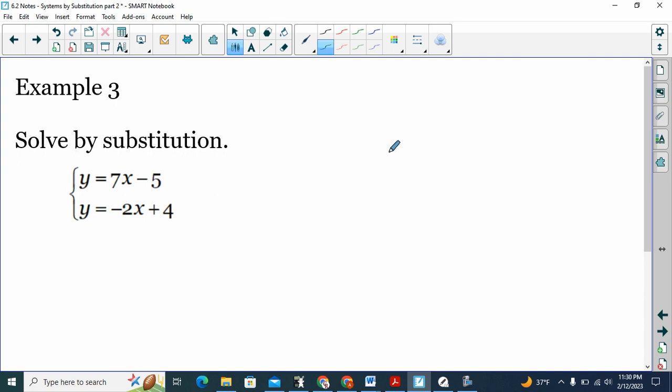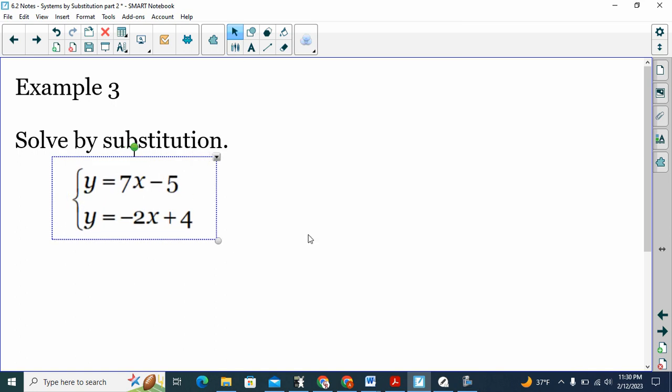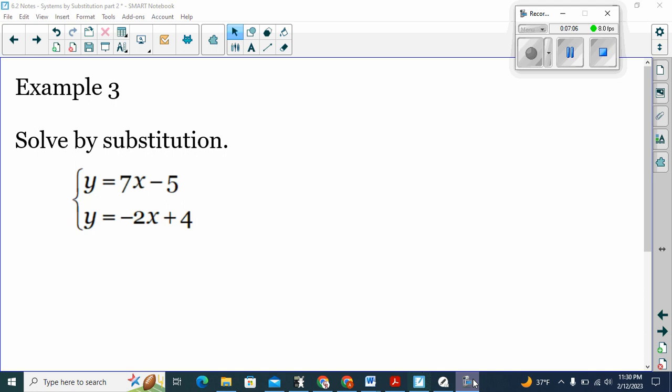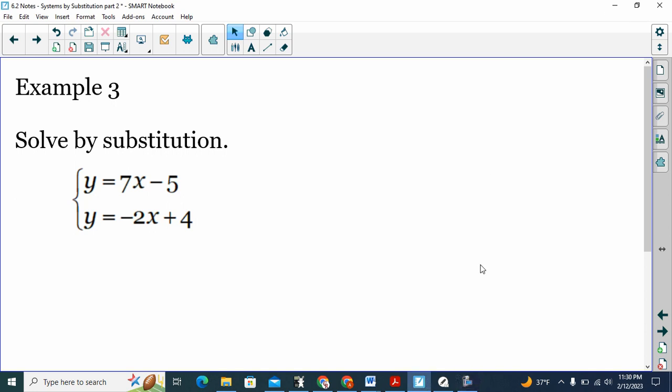Example 3, solve by substitution. This one's a little bit different in that both of our equations say y equals this time. We've got y equals 7x minus 5, and y equals negative 2x plus 4.